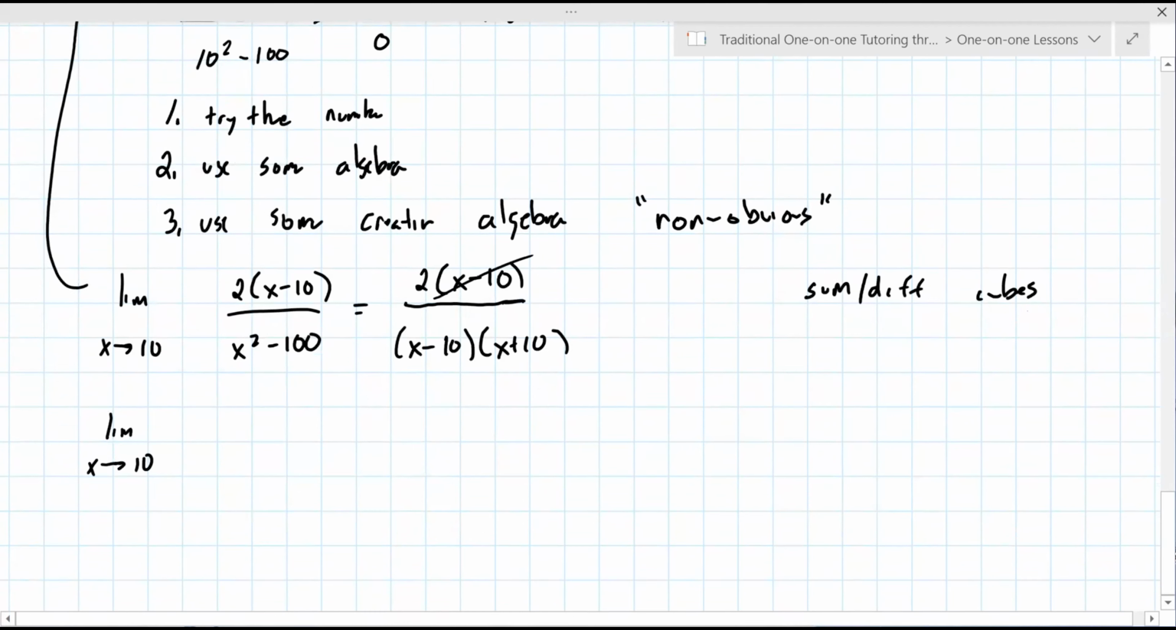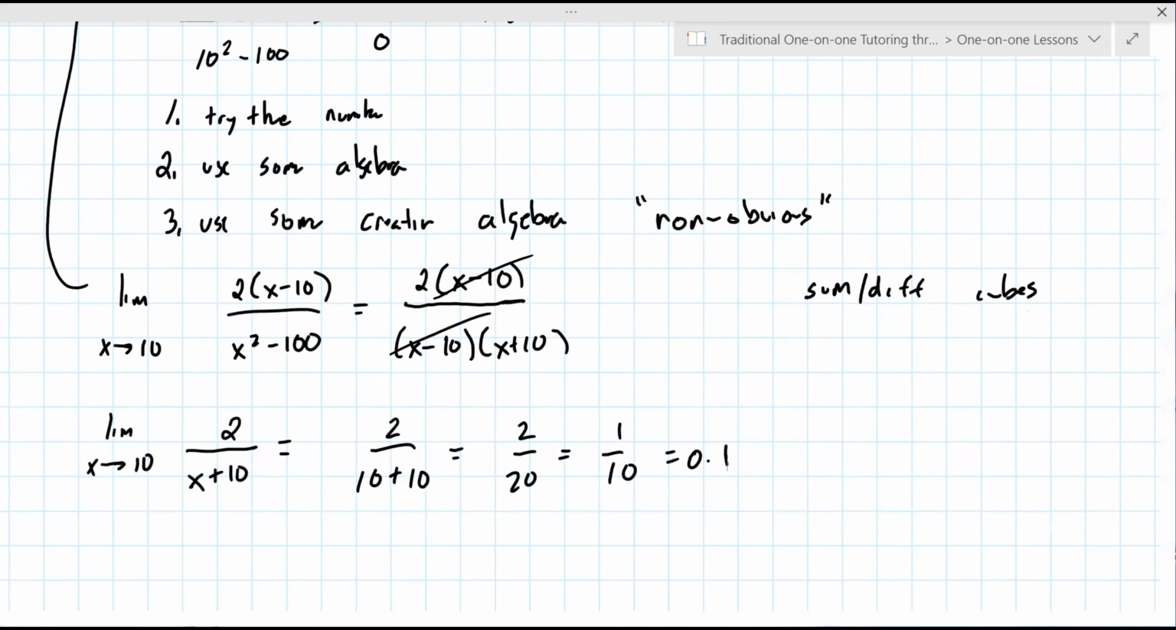So what you do is you cancel things out and you get 2 over x plus 10. And then you just plug in the 10, right? Yeah, you go back to the strategy where you just try the number again. And so it's 2 over 10 plus 10, which is 2 over 20, which is 1 over 10, or 0.1. Okay. But you should be prepared to do some amount of manipulation for that. Yeah, we've been doing a lot where they cancel out like that. Mm-hmm.